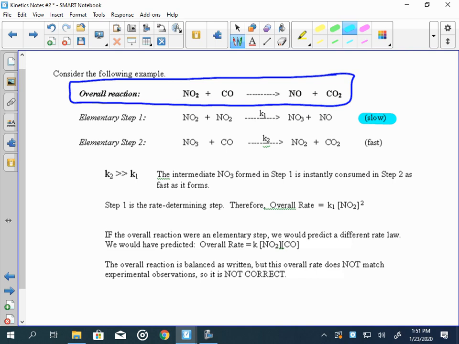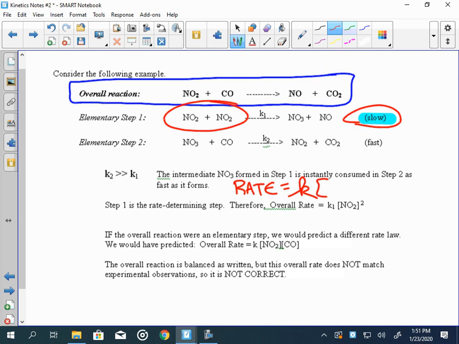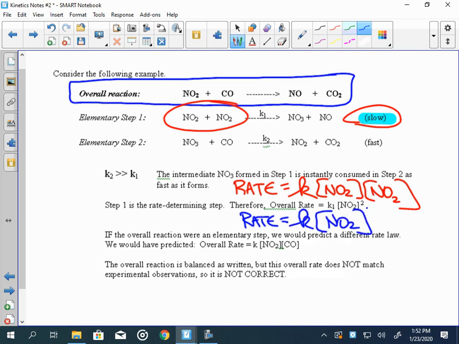So watch how easy this is. Don't read all that other stuff. Rate is equal to k times the reactants of the slow step. Rate is equal to k times NO2 times NO2. Well, wait a minute, NO2 times NO2, that's NO2 squared, right? Final answer, out the door. Rate is equal to k times NO2 squared. Done. It really is that simple.